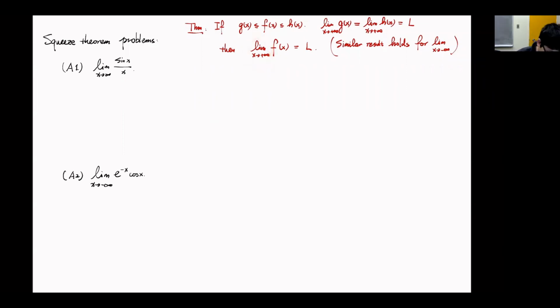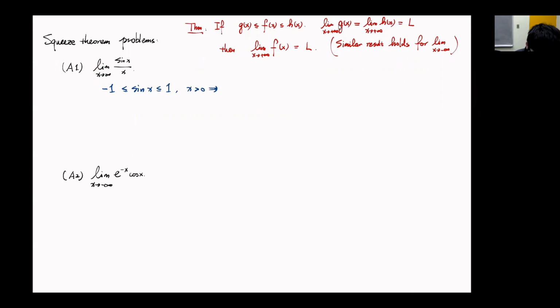All right, so let's look into problem A1. We are trying to find the limit of sine of x divided by x as x gets large. The idea for this problem is basically the same as all the previous problems involving the sine and cosine function. You make use of the upper bound and lower bound of sine of x. Sine of x is always bounded between -1 and 1. Moreover, since we are looking at the limit as x approaches positive infinity, in this case, we know that x is positive.